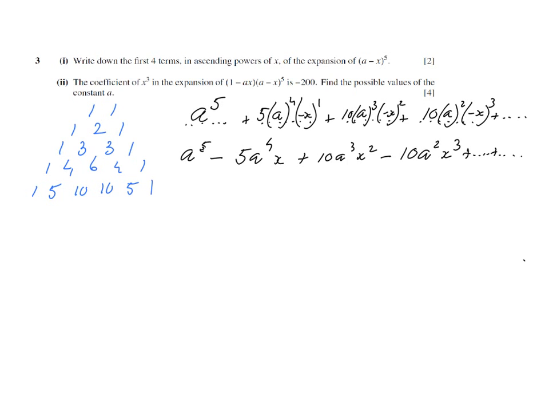Now usually that is followed by the next question. The coefficient of x to the power 3 in the expansion of (1 minus ax)(a minus x) to the power 5 is minus 200.